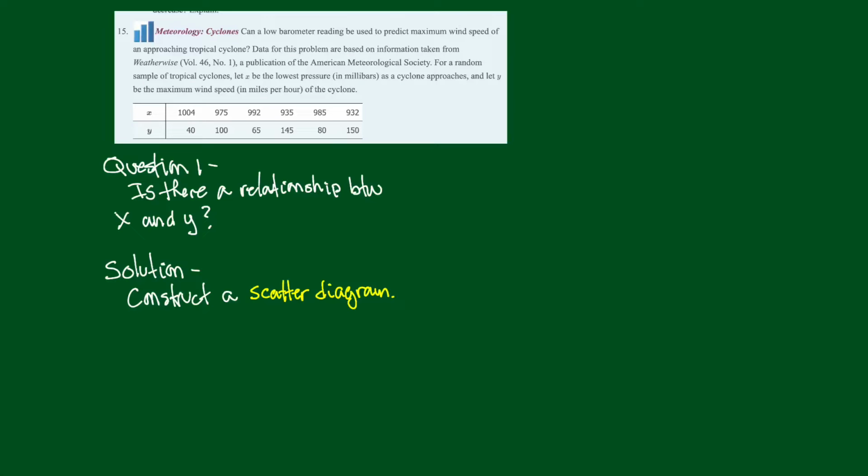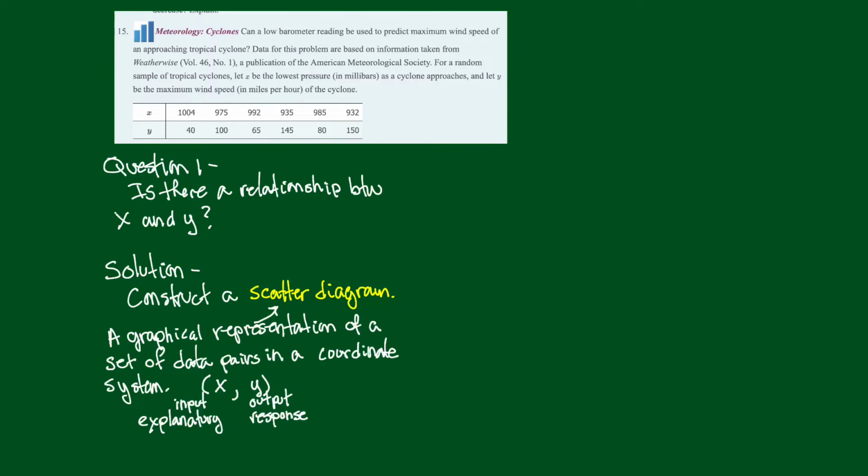So here's the start of our solution. We're going to construct what is called a scatter diagram. A scatter diagram is just a graphical representation of a set of data pairs in a coordinate system. So we're going to draw an x and a y axis, just like you did in algebra, and we're going to plot these pairs.